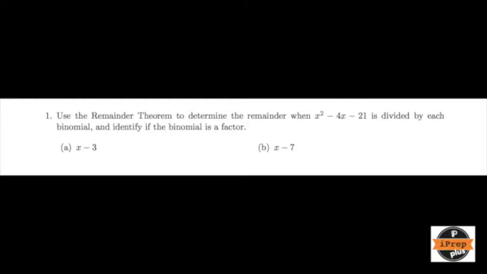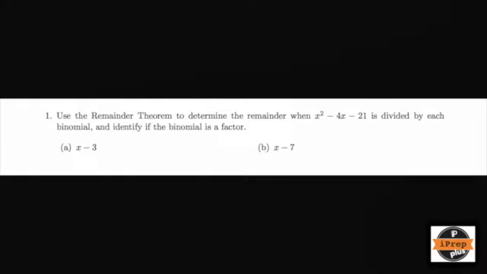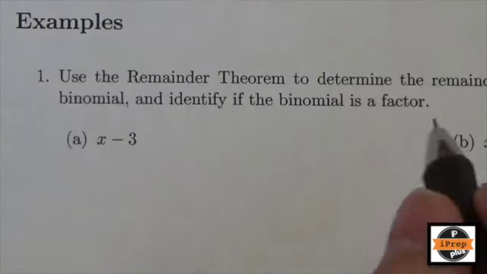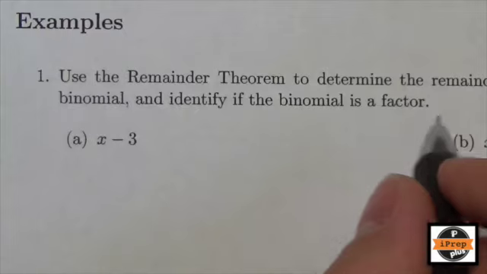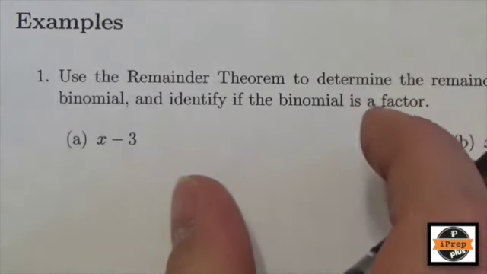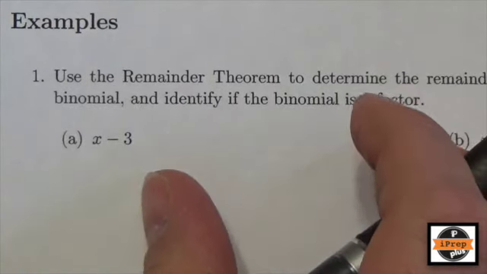Use the remainder theorem to determine the remainder when x squared minus 4x minus 21 is divided by each binomial and identify if the binomial is a factor. Remember that when identifying whether or not a binomial is a factor, what we're looking for is the remainder to be equal to 0.